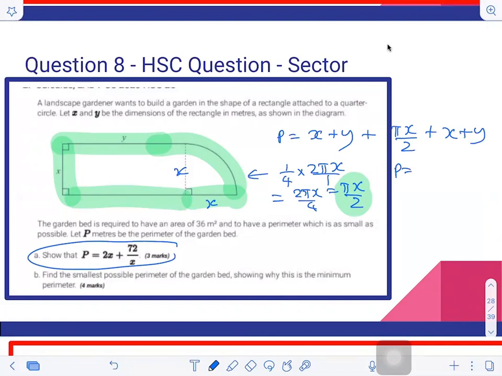So the perimeter is 2y plus x plus pi onto x. Okay, so we've done that part of it. Now, this is in terms of x and y. So technically, I've got to get rid of that y.